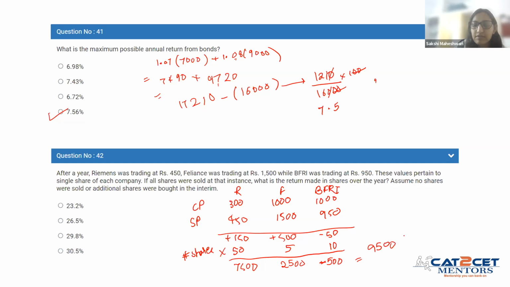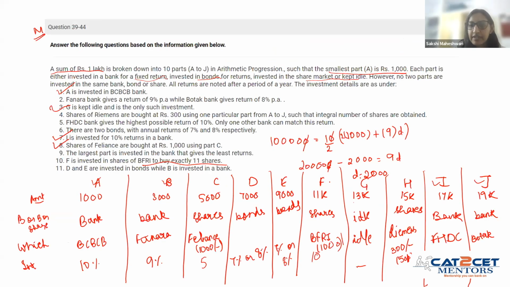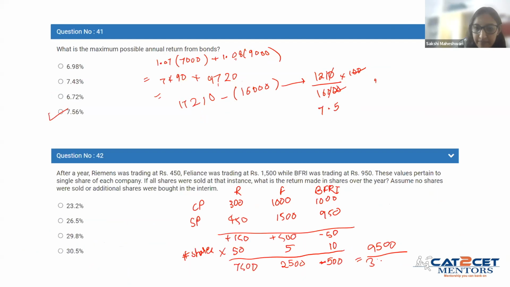So the total profit is 9,500. And what was the total cost price, like on how much we bought? So 5,000, 11K and 15K. So that is equal to 26 and 5, 31K. So what is the profit we are getting? So this should be 31, 3 is 93 and 20. So I think this should be greater than 30%. So yeah, just this one option.